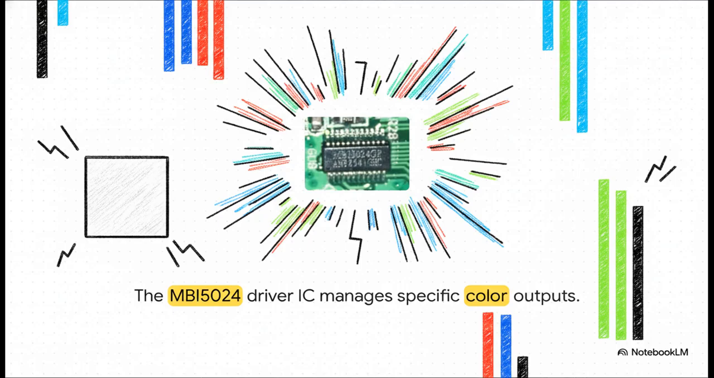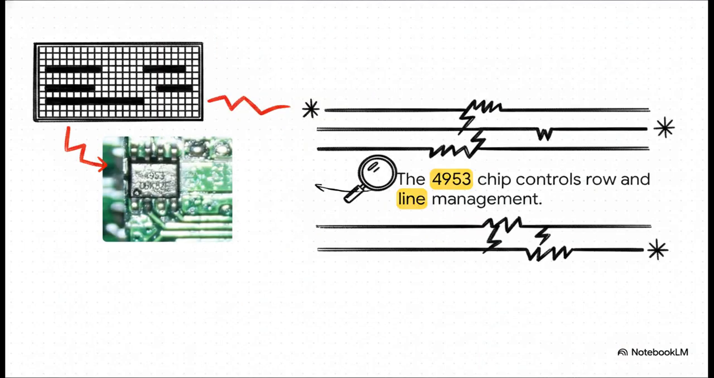It directly manages the specific red, green, and blue color outputs for a group of LEDs. Finally, meet the 4953 chip. If entire rows are just vanishing on your scanning screen, you need to hunt down and inspect this specific line management chip. A short circuit here takes out horizontal rows in an absolute instant.